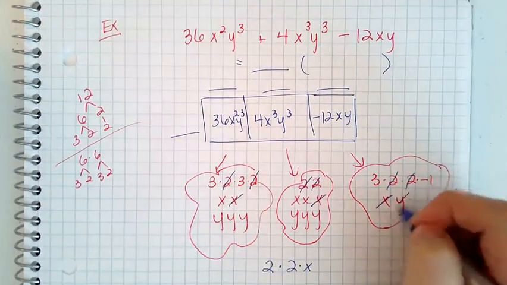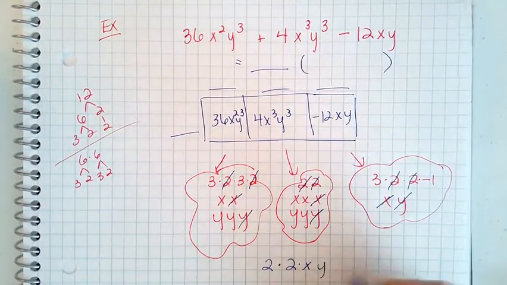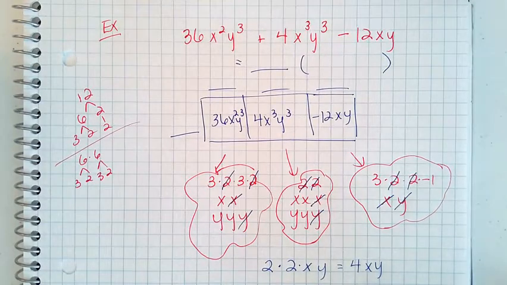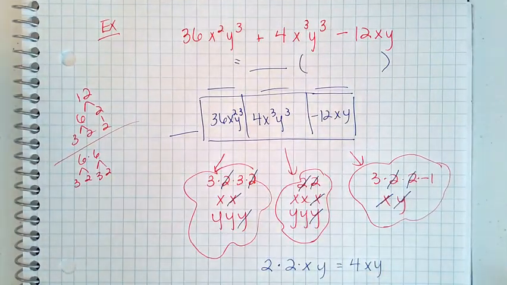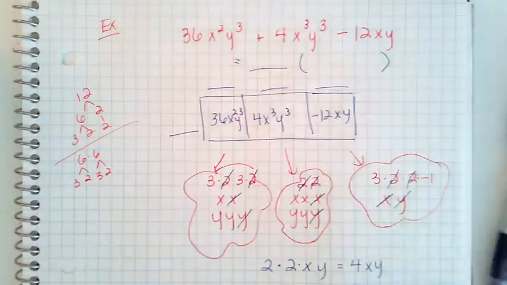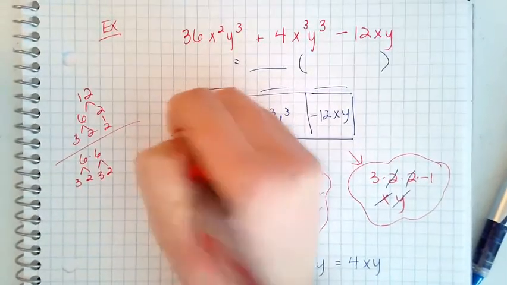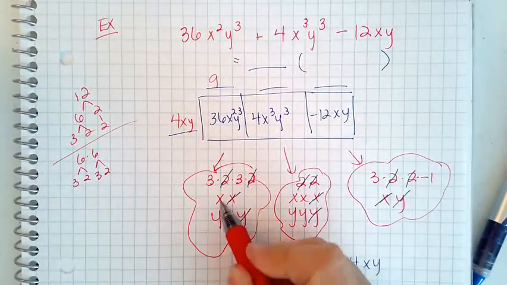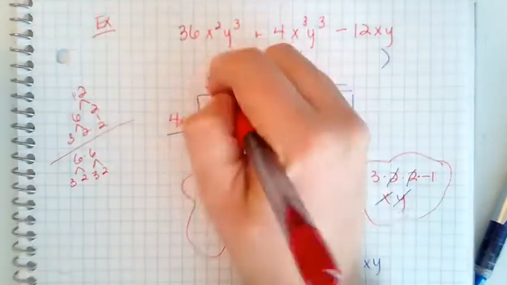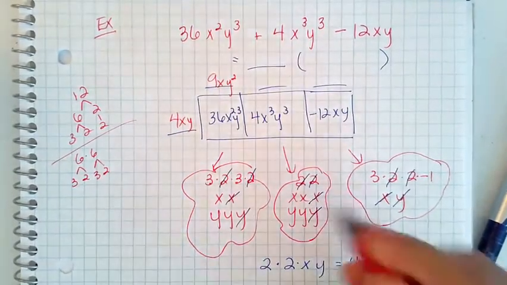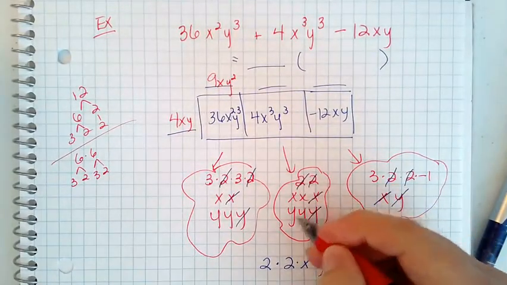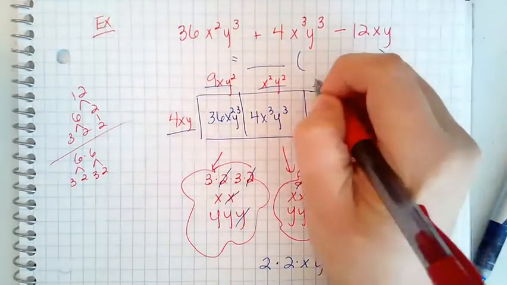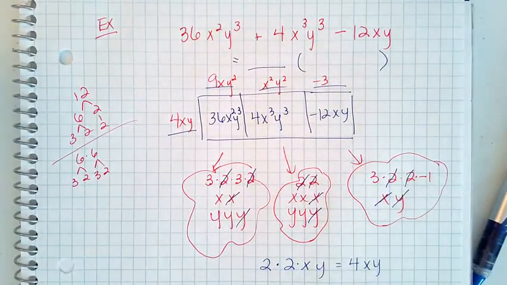And I've got at least 1 y in each of them. And so that simplifies to 4xy. That's going to be my greatest common factor. That's the thing I can take, the most I can take from each of them. So 4xy. And what's left over? 3 times 3 is 9. And then we have 1x and 2 y's, y squared. Here we have no numbers, but we have x squared and y squared. And here we have a -3 and no variables.